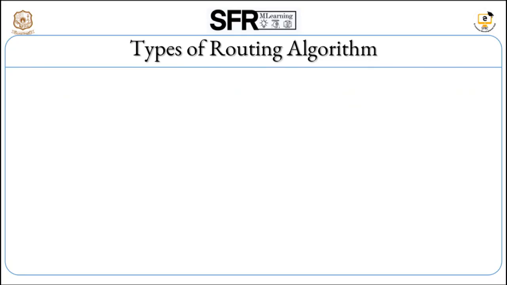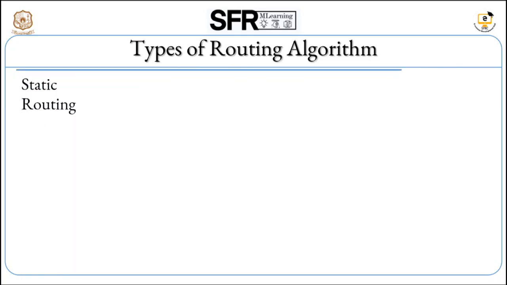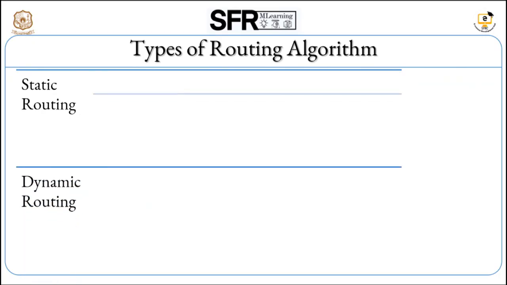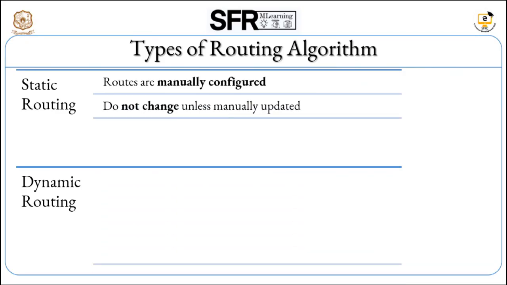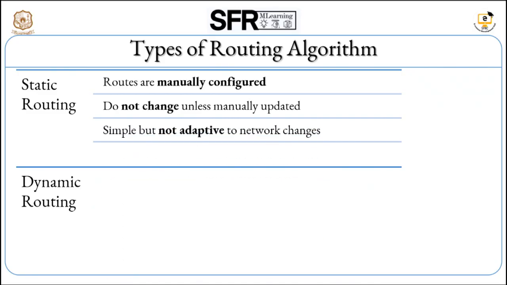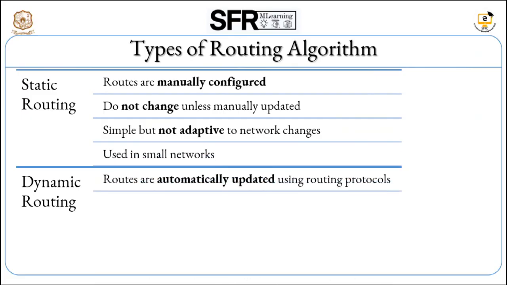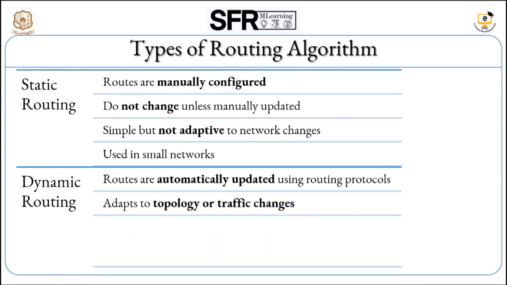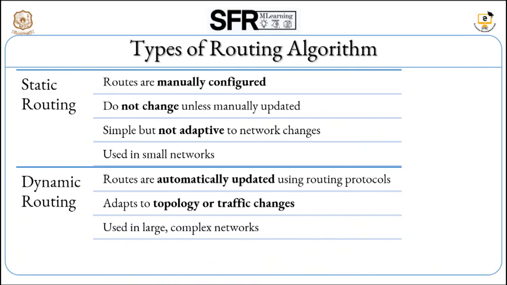Routing algorithms can be classified in two ways. One is static routing, another is dynamic routing. Static routes are manually set by the administrators. It is simple and has low overhead but cannot adapt to network changes. Best suited for small or stable networks. In dynamic routing, routers update routes using routing protocols. This makes the networks adaptive and scalable. For example, RIP, OSPF and BGP are dynamic routing protocols.